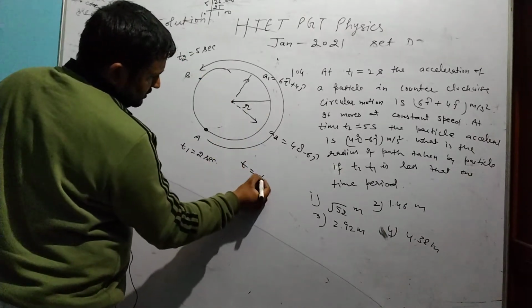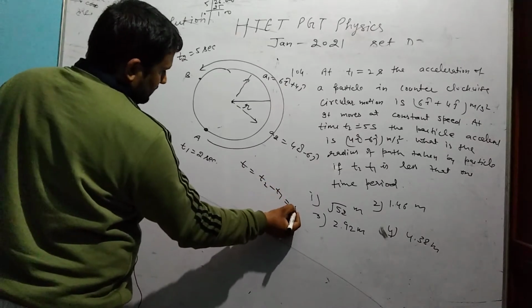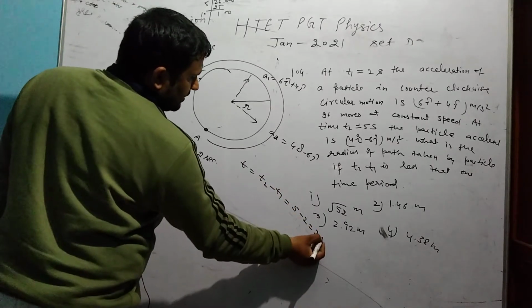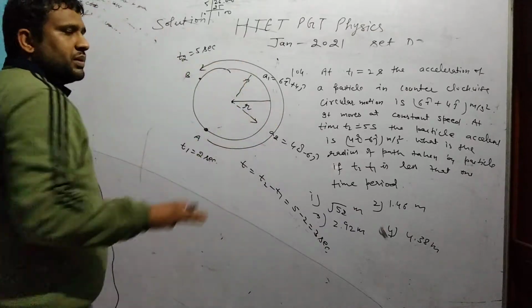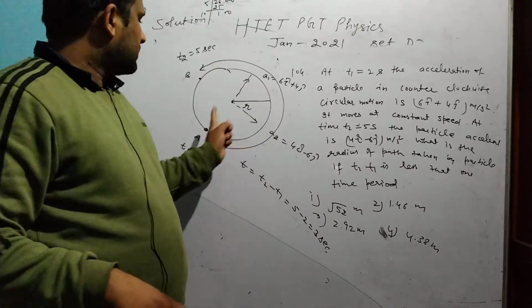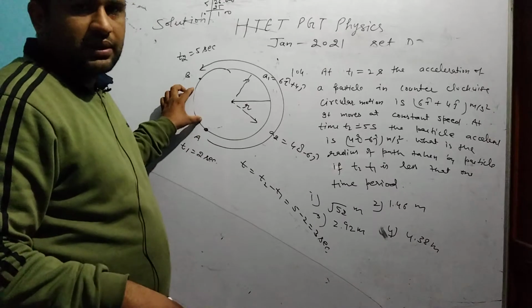That time is t2 minus t1, that is 5 minus 2, 3 seconds, after which the body goes from A to B. If the motion is clockwise, then it is A to B. This will be the distance traveled here.